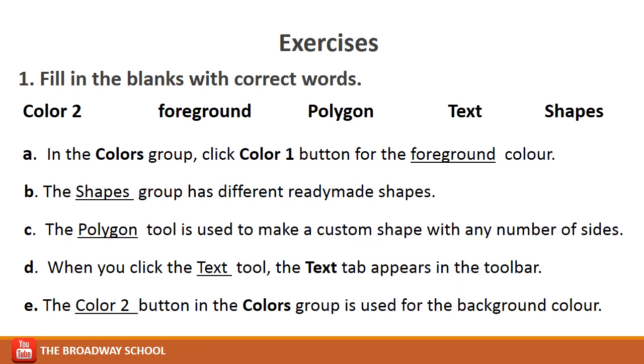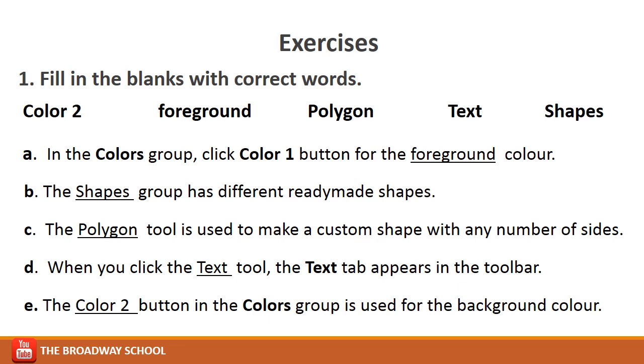The next statement is, the dash group has different ready-made shapes, and the answer is shapes group. The next statement is, the dash tool is used to make a custom shape with any number of sides, and the tool is polygon tool. The polygon tool is used to make a custom shape with any number of sides.